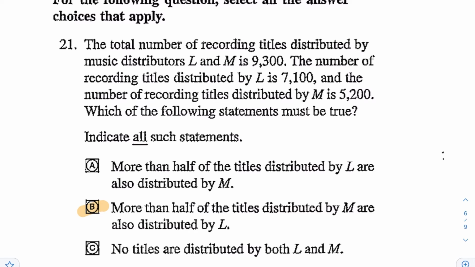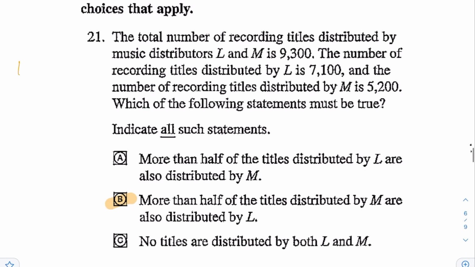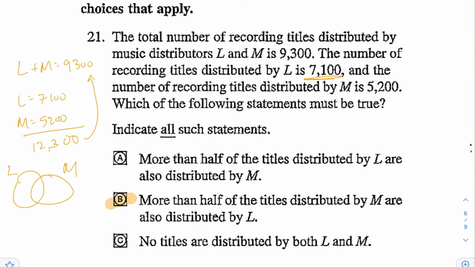So here, the total of L and M is 9,300, which means L plus M equals 9,300. And L has 7,100, whereas M has 5,200. So if you add these two together, you get 12,300, which is more than this total, which means that there must be an overlap. So some of them distribute both. And to figure out this overlap, you have to take 12,300, the total in which you double count the overlap, minus the actual total, which is 9,300, which would be 3,000.